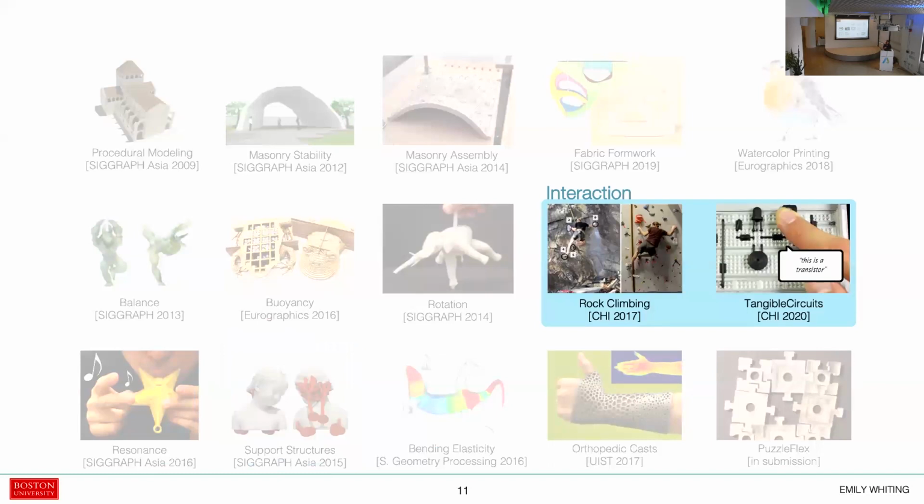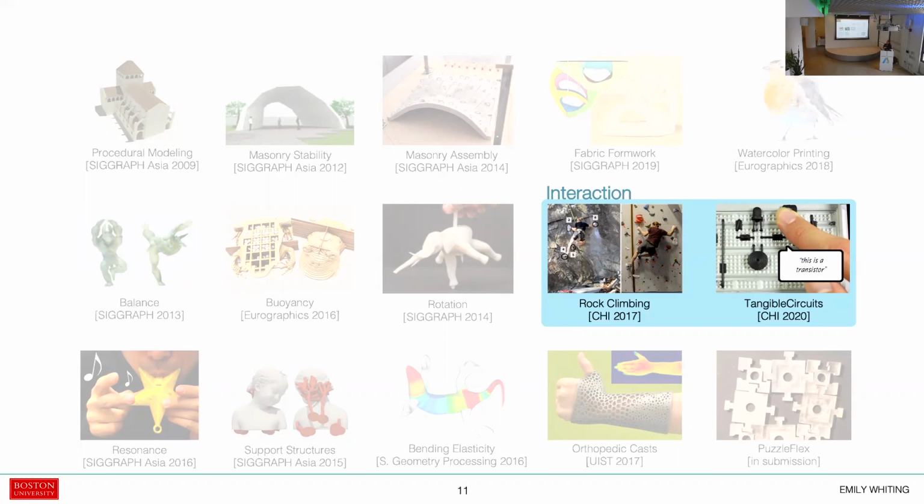And interaction examples, where the interaction between the user and the object is highly dynamic and critical to the functionality. So one example of that was in rock climbing. We looked at a way to replicate outdoor routes on an indoor gym so that rock climbers could train on challenging outdoor sites, even when they were far away from that location.